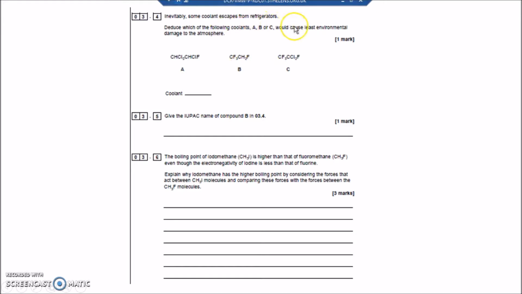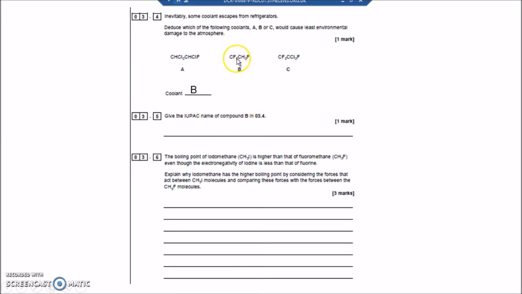Which of the following would cause least environmental damage? So the one without any Cl's in. Cl's can form chlorine radicals if you expose them to UV light. That's got Cl's, that hasn't got any Cl's, that's got Cl's, so B is going to be the one that causes least environmental damage, with no chlorines, and it gives the name of compound B.